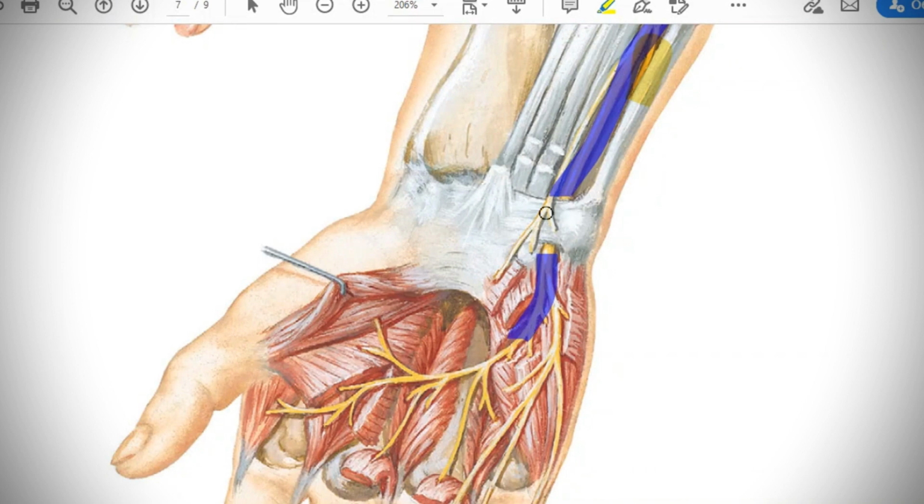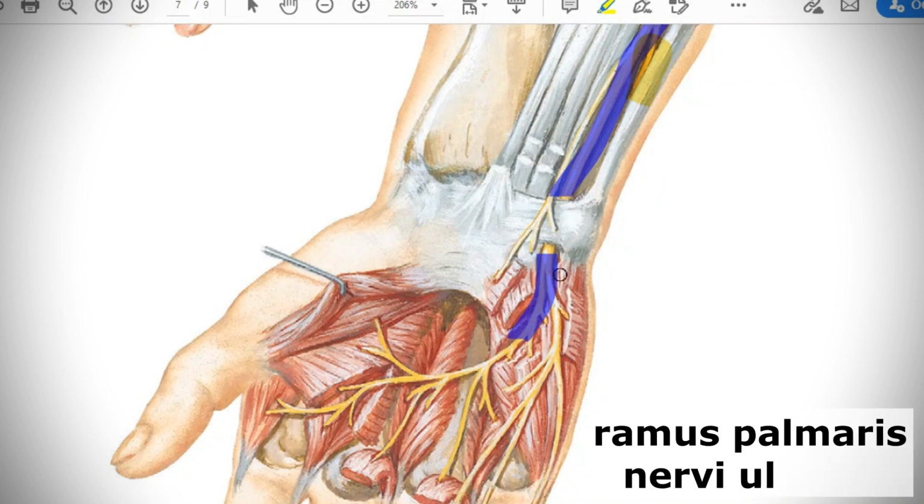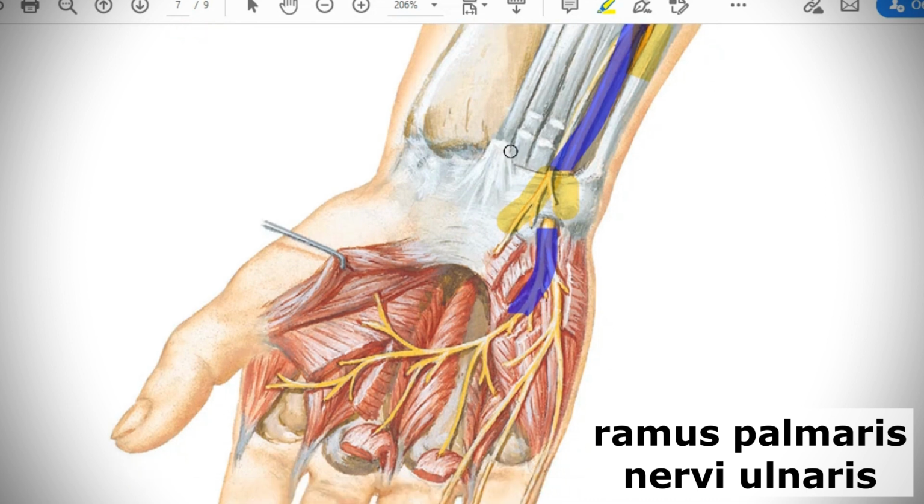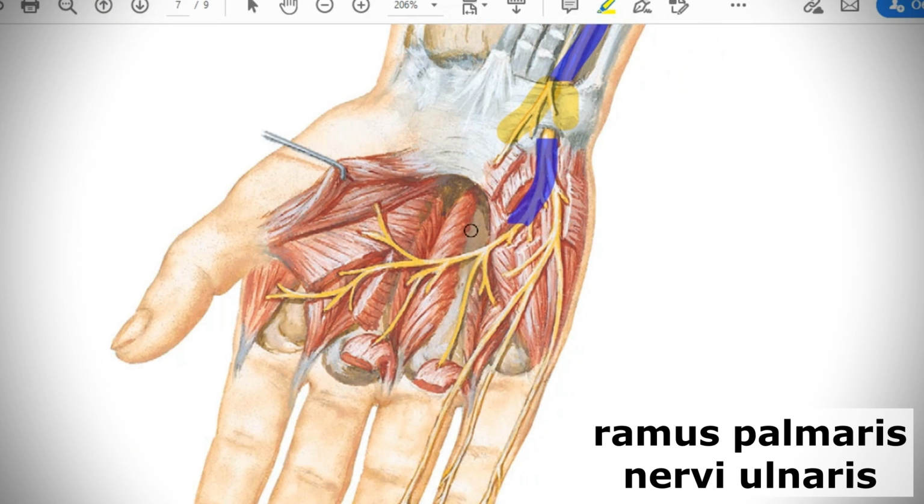This will be ramus palmaris that is going on your hand. It also gives this carpal palmar branch that innervates the skin of your wrist, the medial portion of the skin of the wrist, and then it enters the hand. And on the hand, this palmar branch divides into superficial and deep branches.